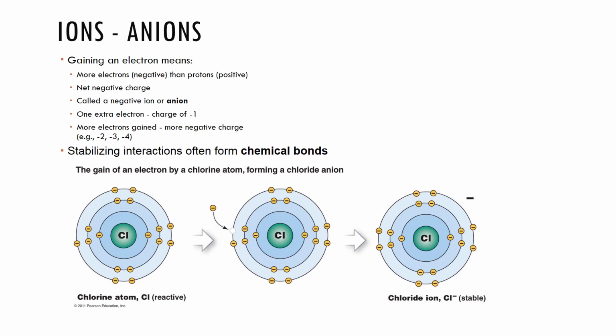An anion is another type of charged atom. In this case, they have gained an electron. More electrons, negative, than protons. So we have an overall net negative charge. And an example would be chlorine. Chlorine has an extra electron, giving it an overall net negative charge.